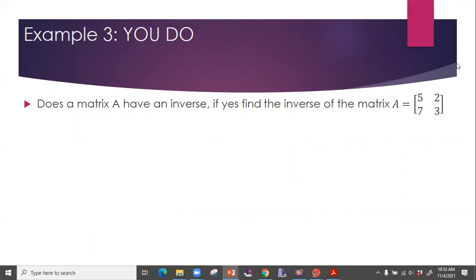For example 3, pick your poison. You can either do it algebraically or you can do it by calculator. So you have A equals 5, 2, 7, 3. And it wants to know, does matrix A have an inverse? If yes, find the inverse of the matrix.